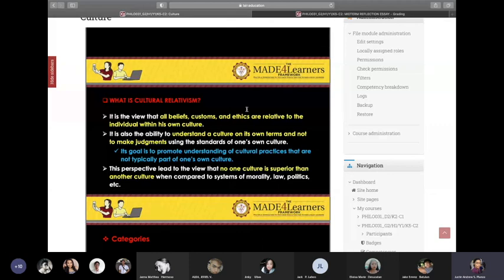So it promotes understanding. It is this kind of practical end of cultural relativism. This perspective leads to the view that no one culture is superior to another culture when compared in systems of morality, law, politics, etc. So all cultures are of equal standing. No culture is superior to another. That is cultural relativism.